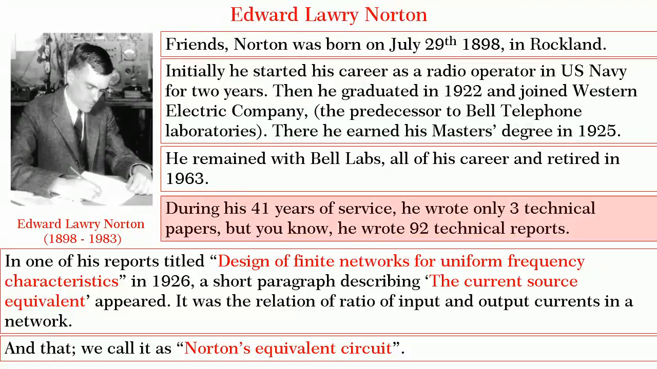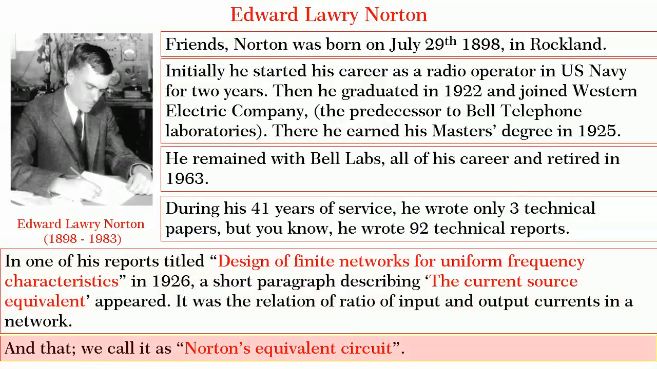During his 41 years of service, he wrote only 3 technical papers, but he wrote 92 technical reports. In one of his reports titled Design of Finite Networks for Uniform Frequency Characteristics in 1926, a short paragraph describing the current source equivalent appeared, and it was the relation of ratio of input and output currents in a network, and that we call it as a Norton's equivalent circuit.